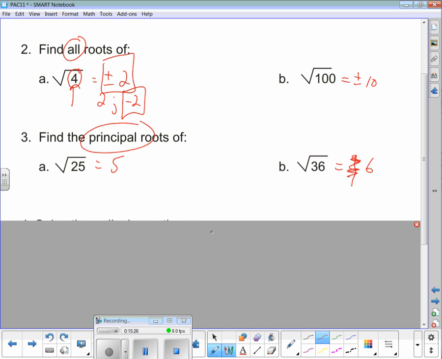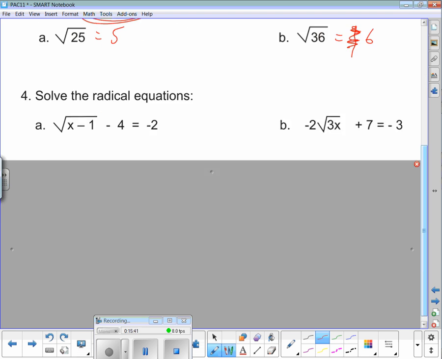Principal root, right? 3b is just a 6. All right, any other questions on these? So again, be careful when we ask for the principal root. We only want the positive one, and normally that's the situation. Okay, figured I'd bring that out so that you guys are good there.